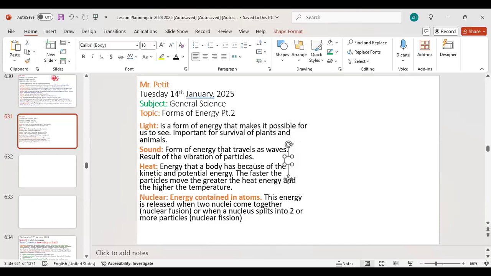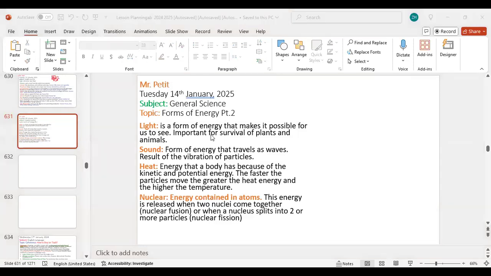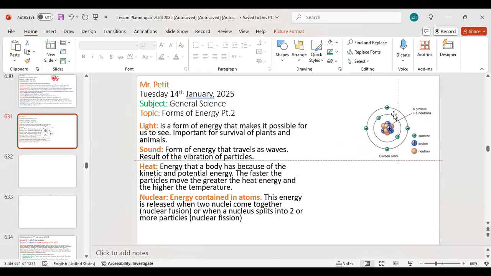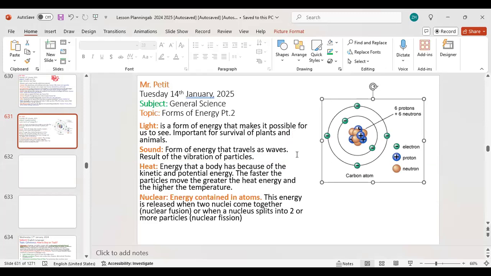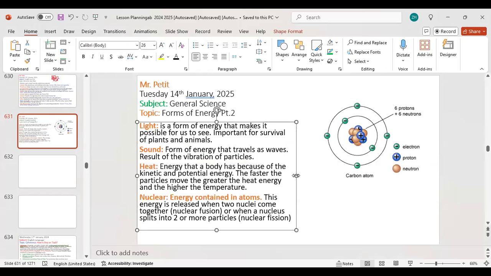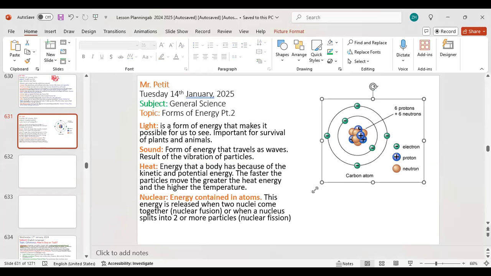Oh. So let's look at the atom, because I remember I promised to talk about the atom last time. The atom, I want you to draw this, and then we'll be done for general science. So make sure you draw this picture of an atom. So this is a picture of a carbon atom. I can't draw. Do your best. So let's label this.